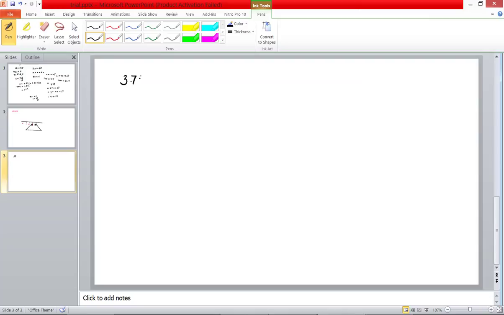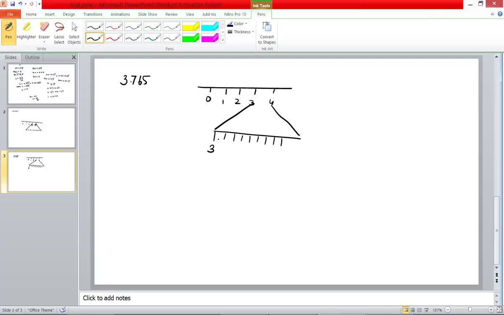3.765 is what we want to represent on the number line. So I will start with the number line. I know this value will lie between 3 and 4, so I will magnify this part. On magnification, I will divide it into 10 equal parts. This is 3, this will be 3.1, this will be 3.2 and so on till 3.9 and 4. I wanted 3.76, so I will locate the 7 part.